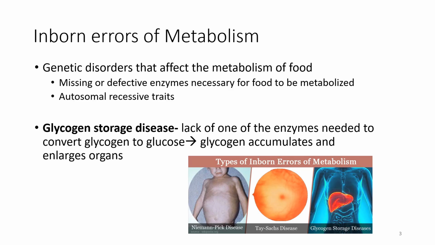A big category inside inborn errors is glycogen storage diseases. These are disorders where a specific enzyme involved in glycogen breakdown, or sometimes glycogen processing, is defective. So instead of glycogen being stored and released normally, you can get abnormal glycogen accumulation, especially in organs like the liver and muscle. And depending on the specific disease, you can also see hypoglycemia, hepatomegaly, muscle weakness, or exercise intolerance.